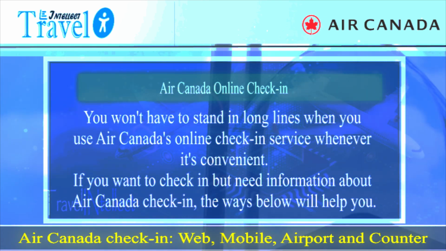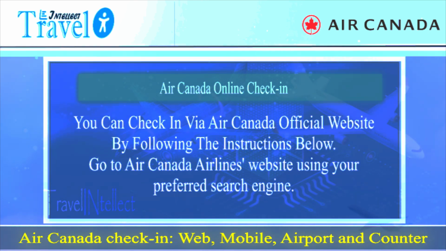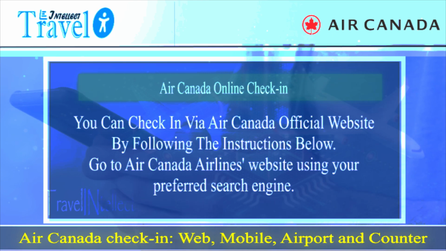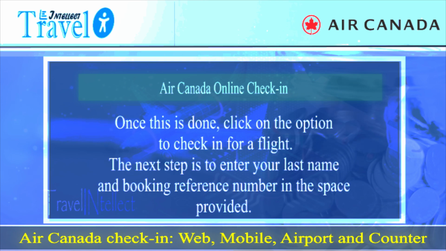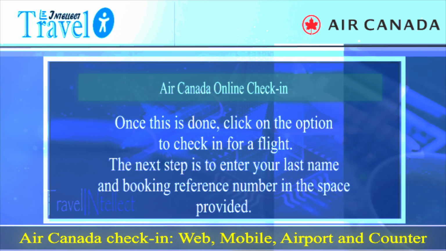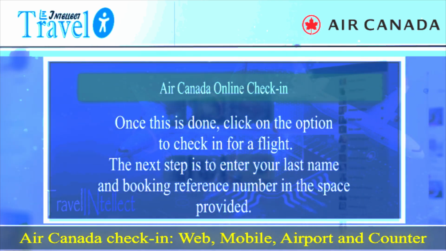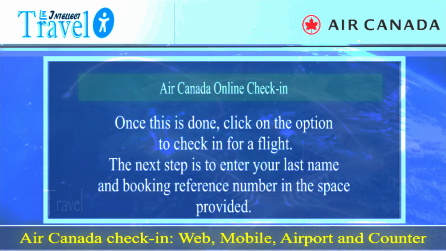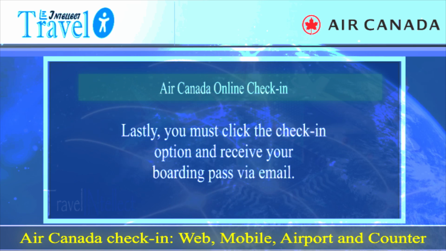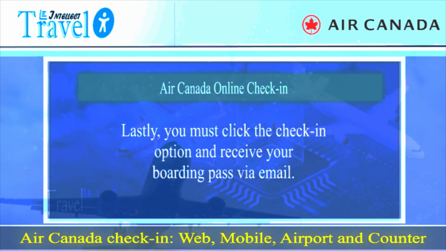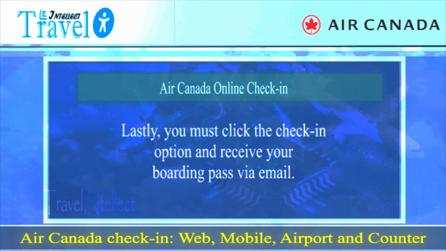If you want to check in but need information about Air Canada check-in, the steps below will help you. You can check in via the Air Canada official website by following the instructions below. Go to the Air Canada website using your preferred search engine. Click on the option to check in for a flight. Enter your last name and booking reference number in the space provided. Lastly, click the check-in option and receive your boarding pass via email.